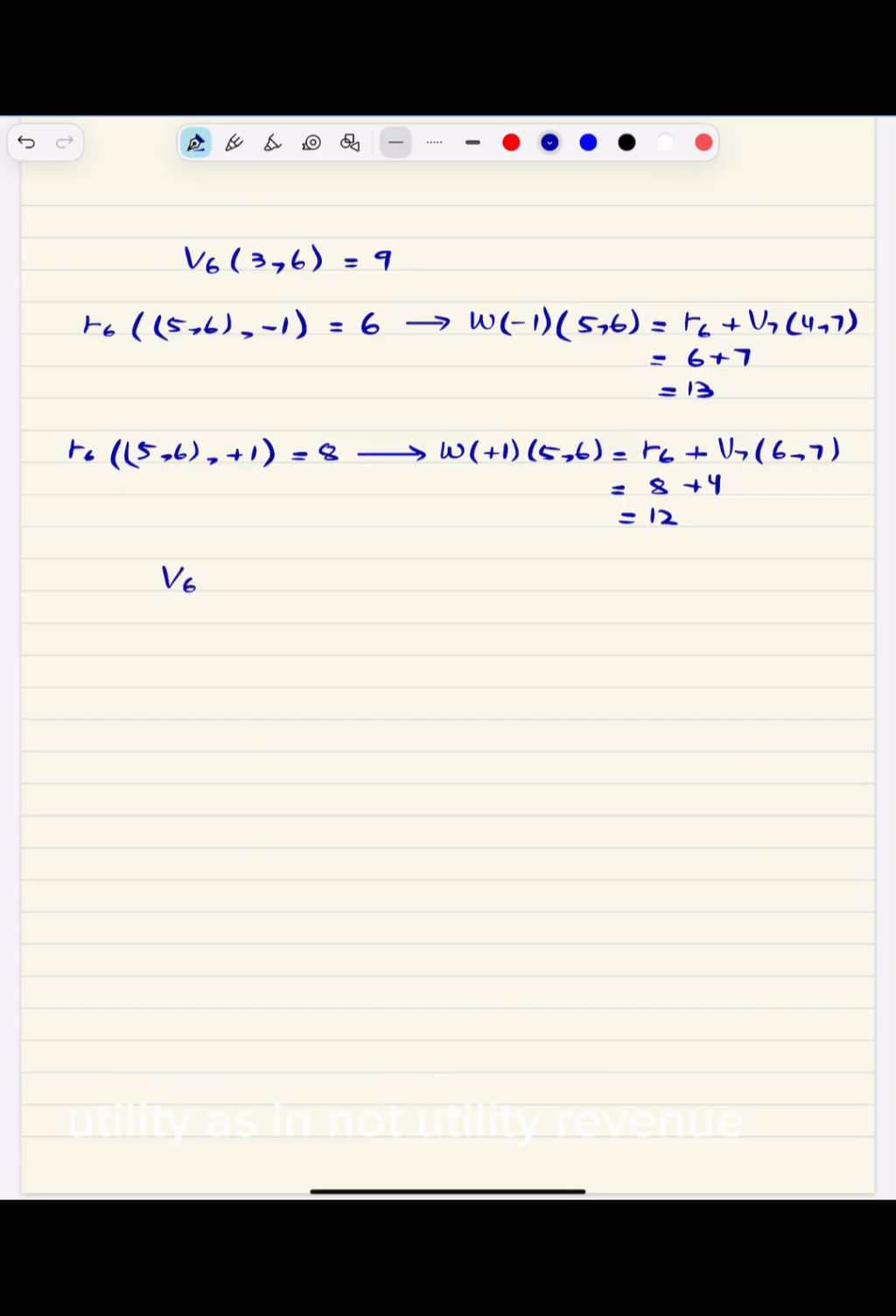So what is the maximum revenue from the node 5 6? It is just going to be the maximum between 13 and 12, and it's a 13. So what we can highlight now is that the maximum revenue at 5 6 is a 13. I'll highlight this and this.